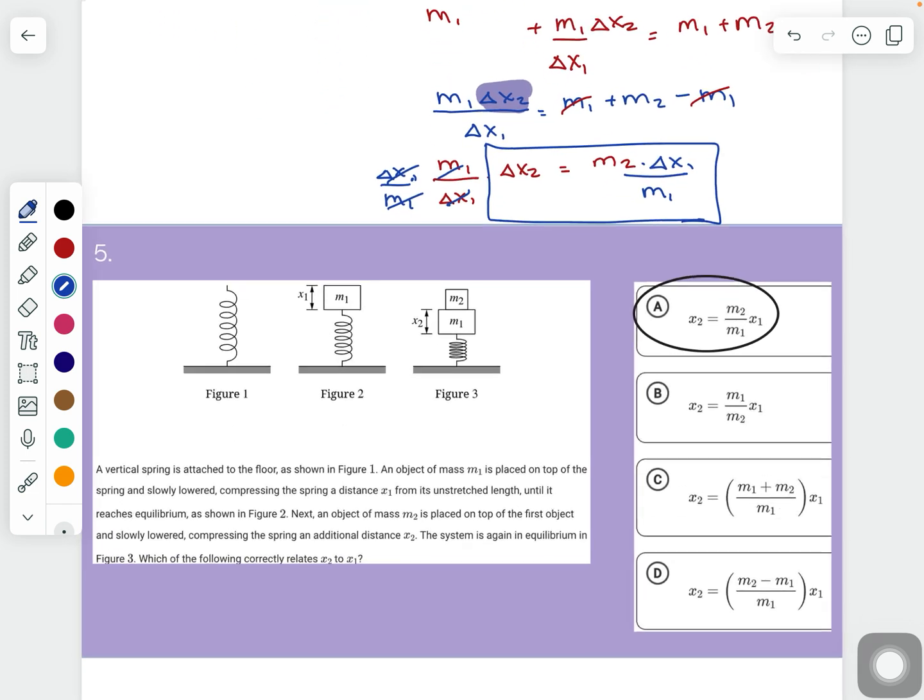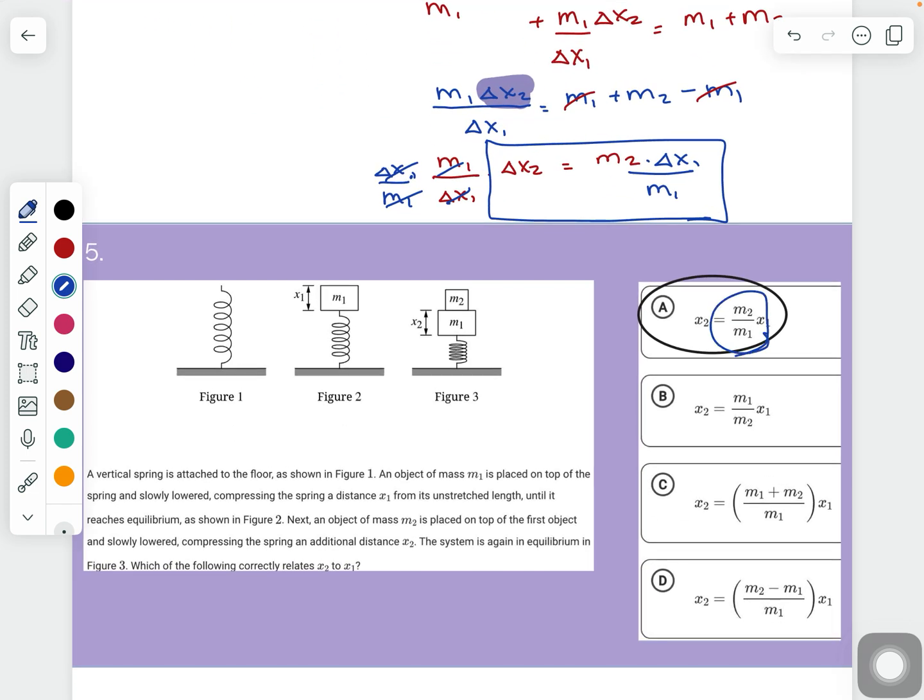All right, which is looking very similar to this. The only difference is that they have m2 over m1, and then they have x1, which I now realize I didn't need to draw triangles the entire time, but c'est la vie.